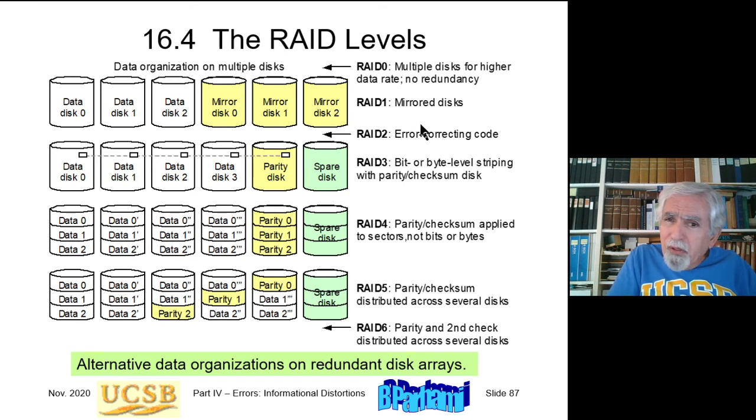RAID 2 used error correcting codes, but quickly they came to the conclusion that this is really not an efficient way of doing things. RAID 3 uses bit or byte level striping. So you have these, let's say, bytes on the 4 disks, and there's the parity byte on the parity disk, and then there's a spare disk, so that if this disk crashes, you reconstruct the data of that disk on the spare disk, and then you can continue operation as if nothing happened.